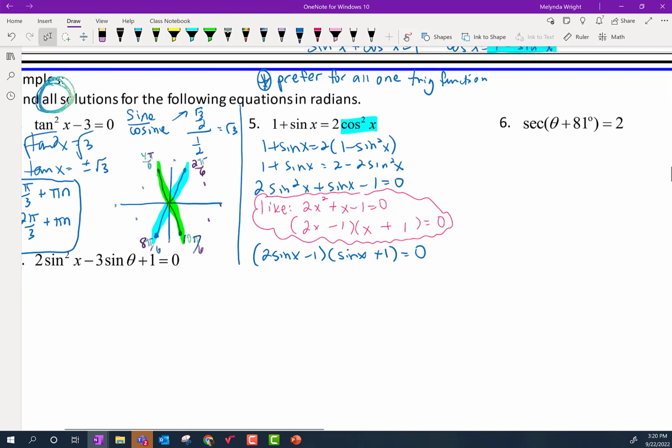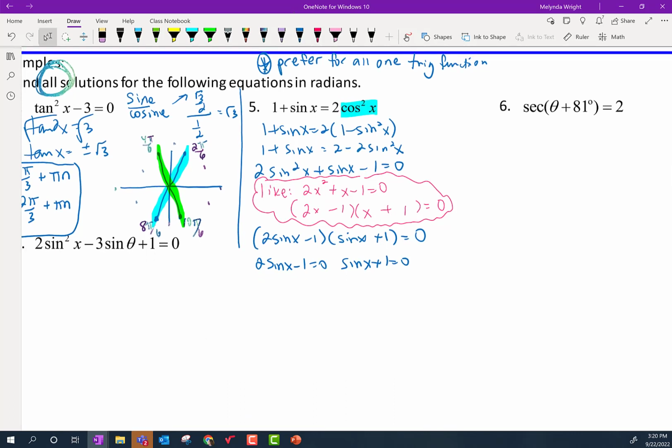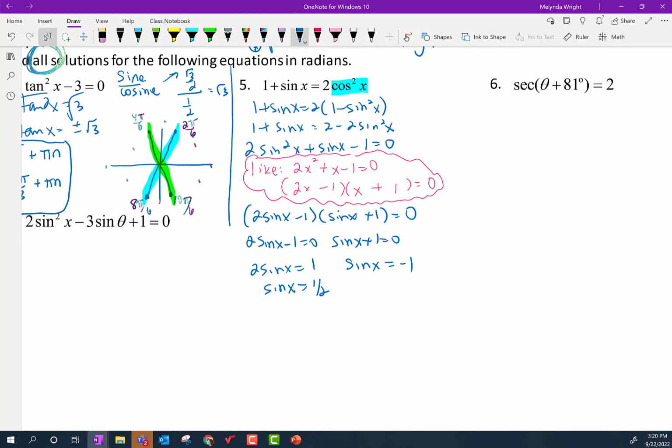We're going to set each factor, so 2 sine x minus 1 is 0, and sine x plus 1 is 0. So let's solve for sine. 2 sine of x is 1, so sine is 1/2, and sine is negative 1. Okay, so we've worked each piece. We know what sine is supposed to be. Here's where we do our unit circle. We think about our unit circle on both of these so we can figure out what's going on.